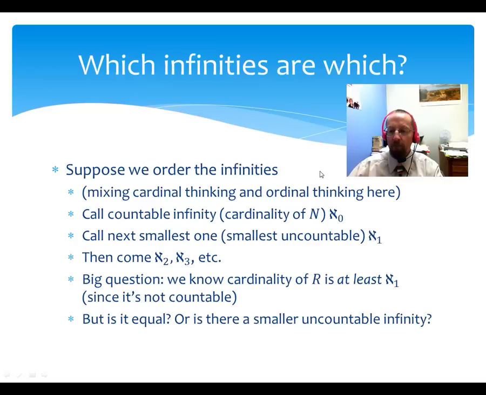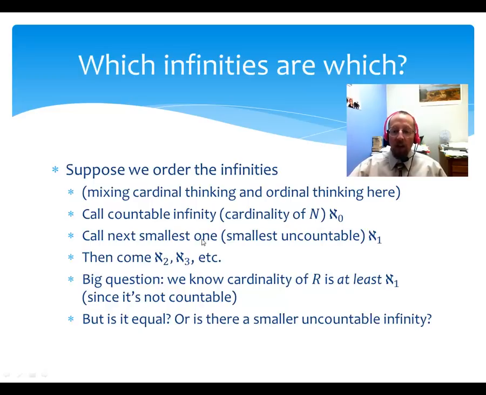Okay. So I want to talk about a few subtleties that come up, some very famous subtleties, in a very brief discussion. Suppose we put those infinities in order, and notice that we're really bringing in a tiny bit of ordinal thinking here. We'll call countable infinity Aleph naught. That's the first letter of the Hebrew alphabet, Aleph. Aleph naught is the cardinality of the natural numbers, equivalently of the integers, of the rational numbers, a lot of countable sets that we've seen. We'll call that Aleph naught because that's where we start.